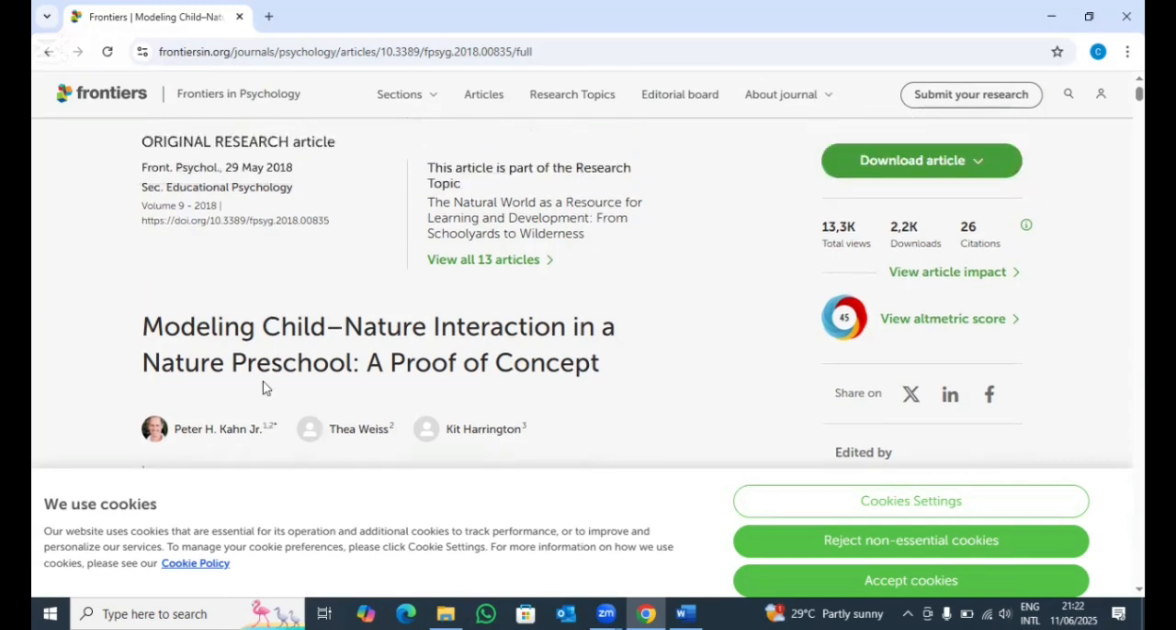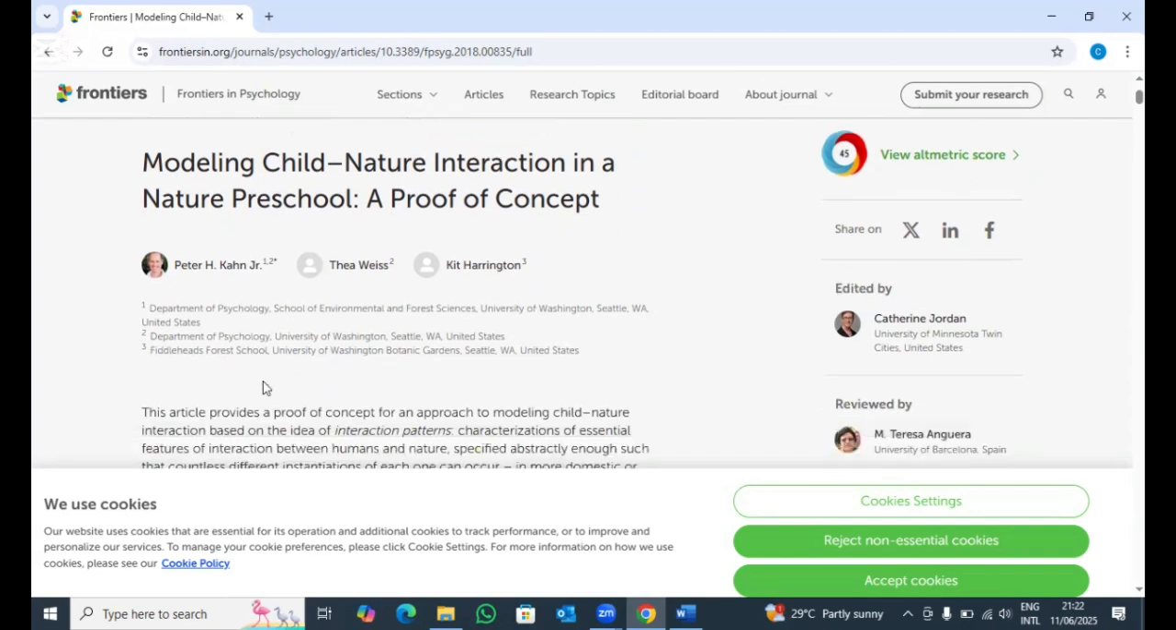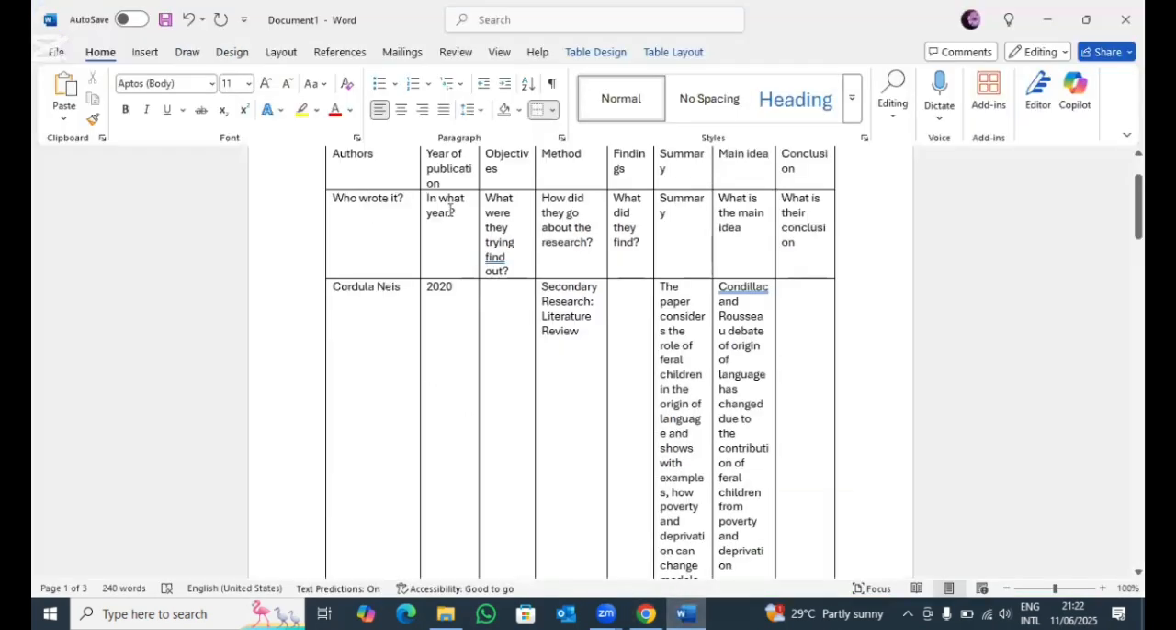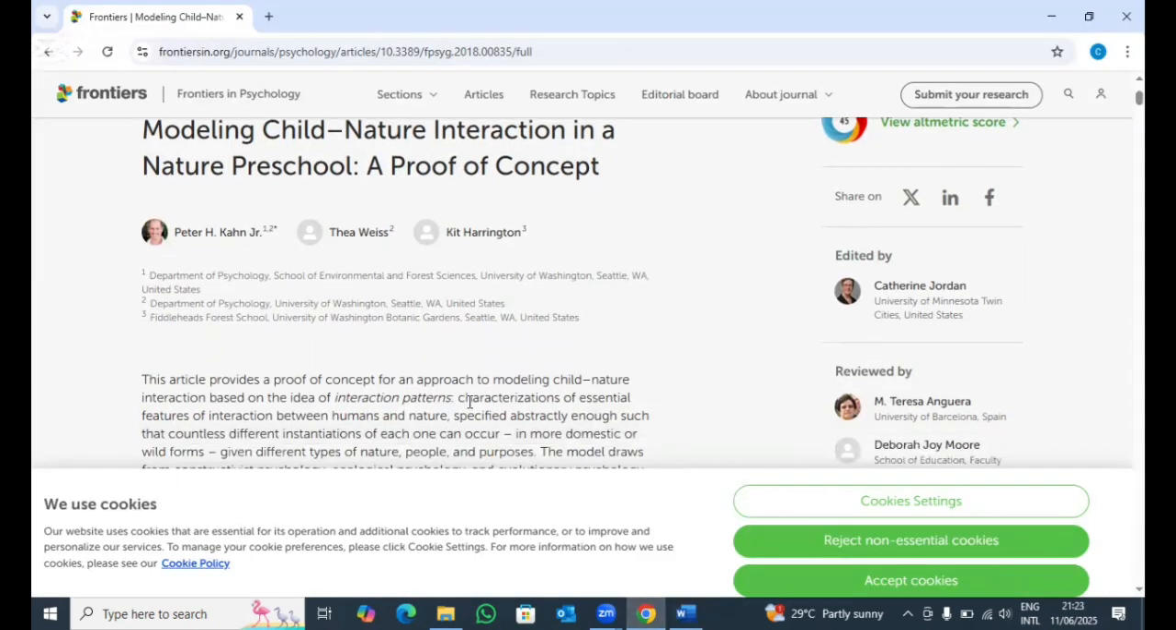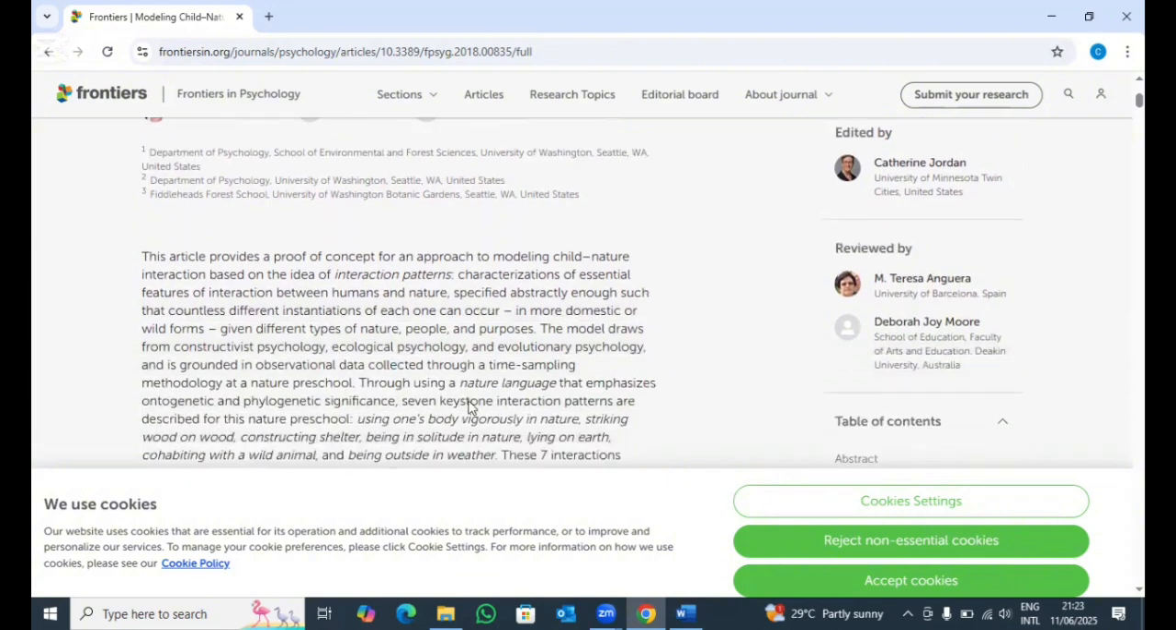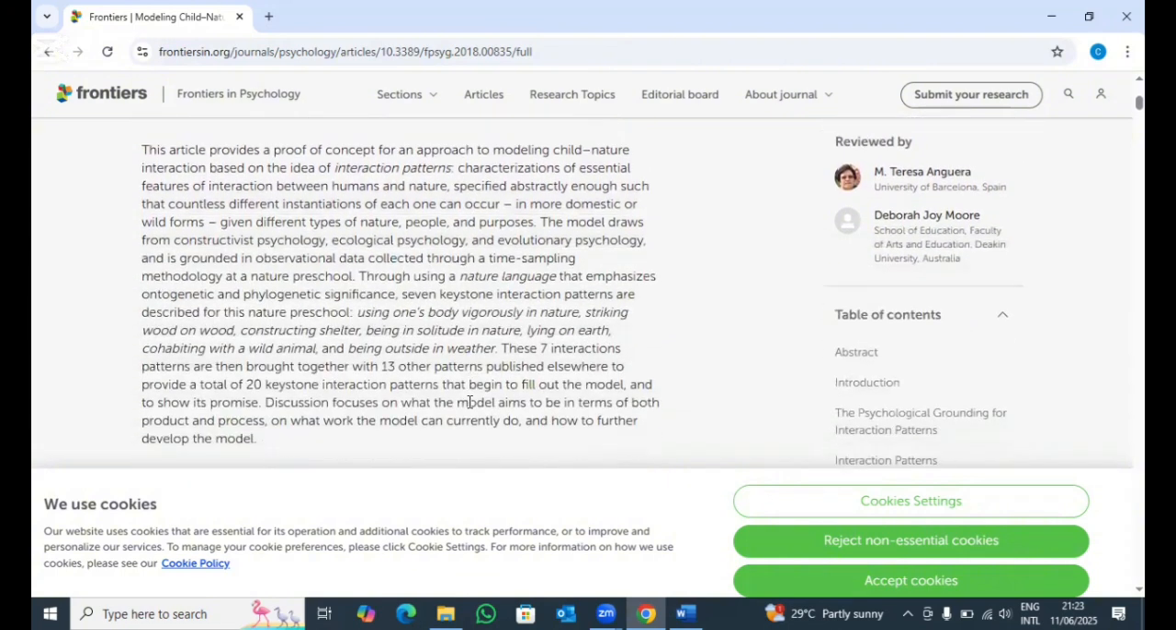2018. Yes, 2018, accurate. So the next thing we are looking for, we found the authors, the year, the objective. What were they looking out to find? Where would you find that? Abstract. Exactly. So let's look at the abstracts.